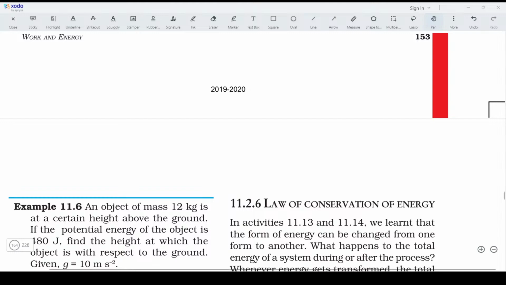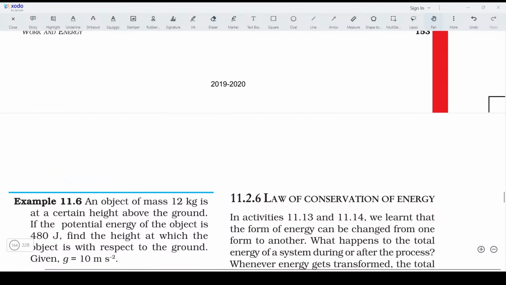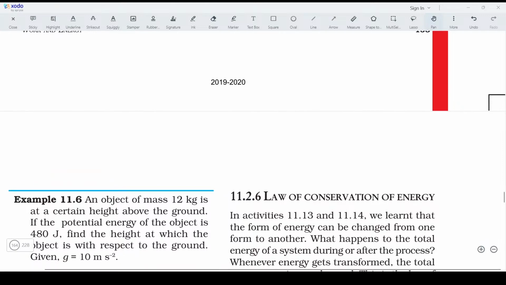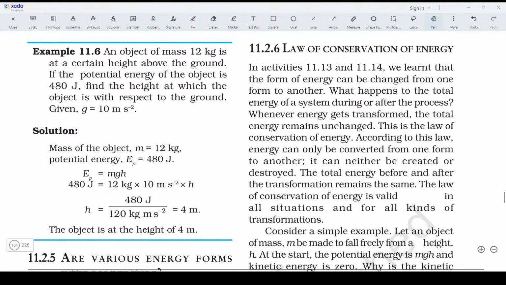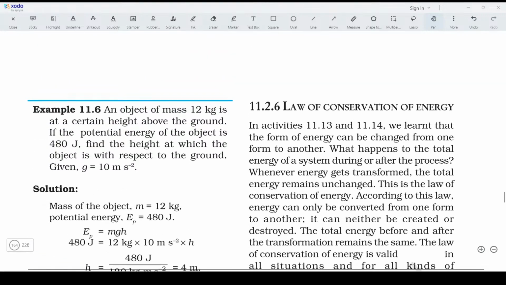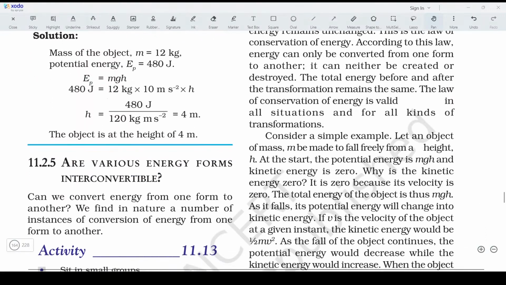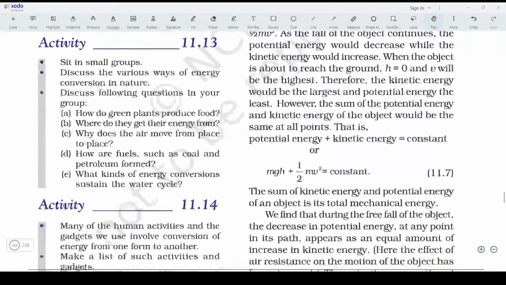4 is the height. Why 4? Because 12 times 10 is 120, and 480 divided by 120 is 4. 4 what? 4 meters. Very good.